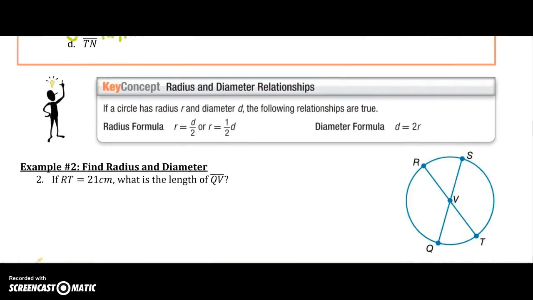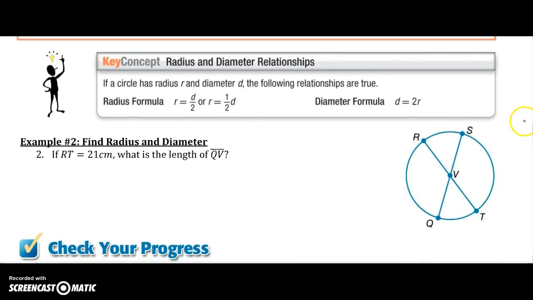Alright, radius and diameter relationship. So if a circle has a radius and diameter, the following relationships are true. So if you are trying to find your radius, given your diameter, you're going to just take half of your diameter. So your diameter divided by 2.